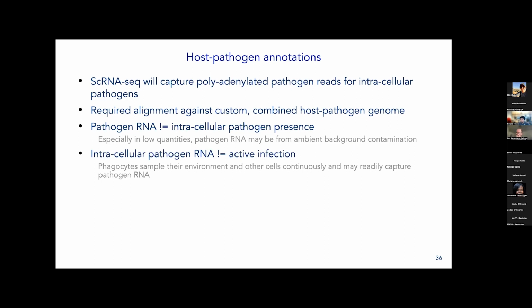Same thing, it doesn't mean there is an active infection, depending on the type of cell. For example, if you're working with macrophages or neutrophils, these phagocytes, you may actually be able to detect pathogen RNA inside those cells even though they're not being infected. They are actually phagocytes in the sample.